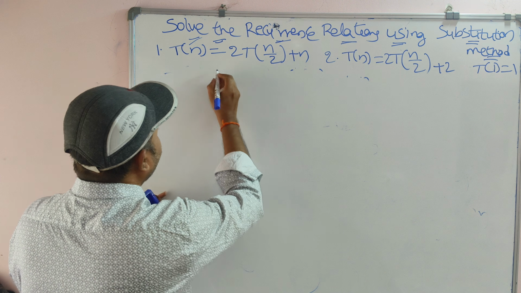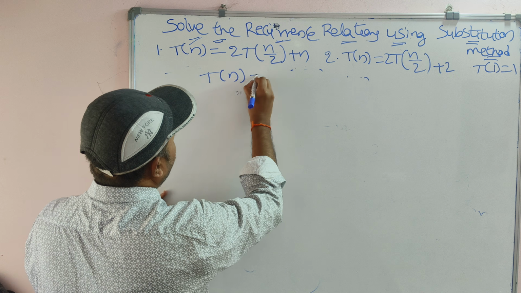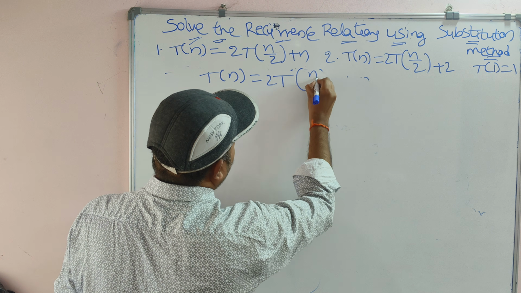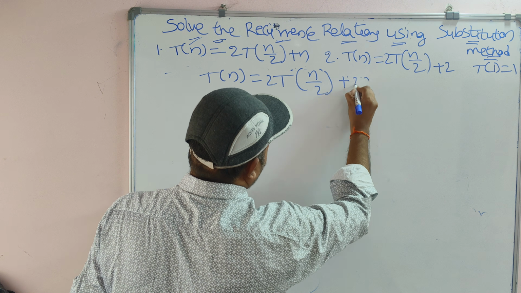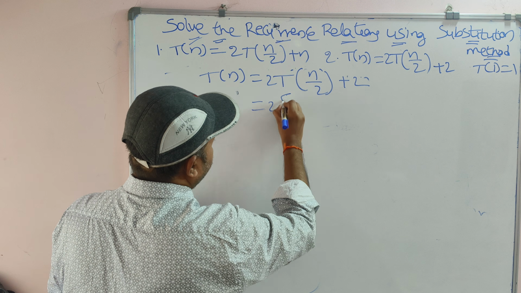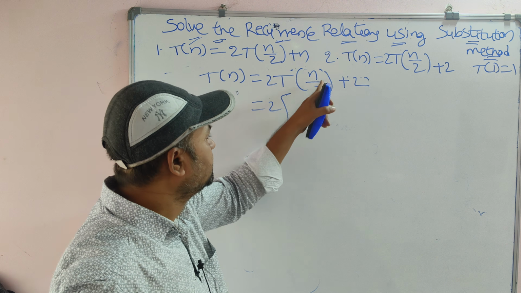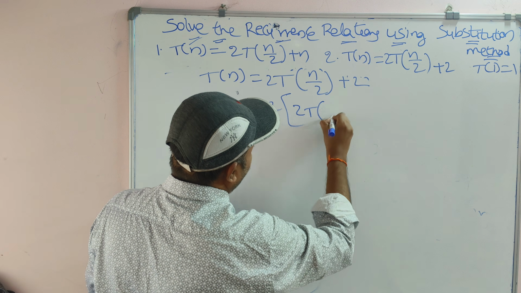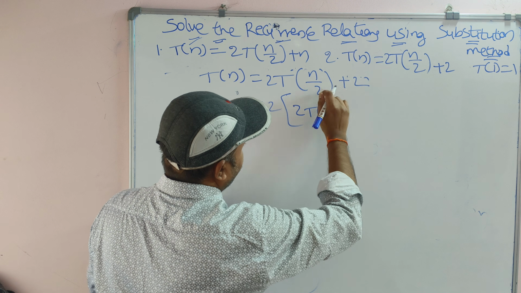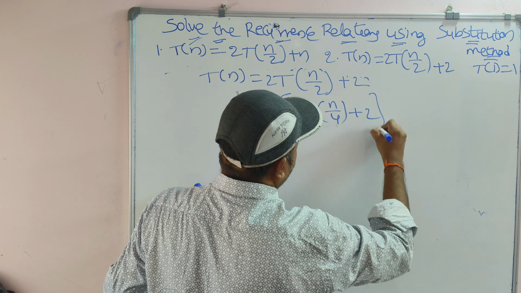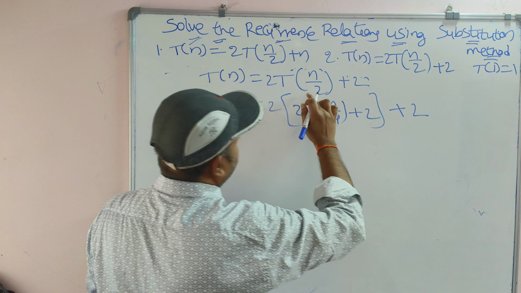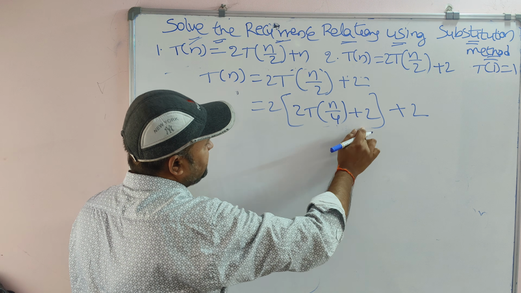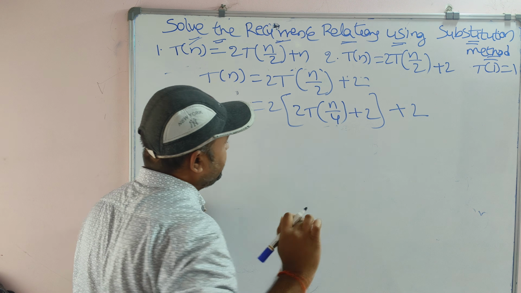T of n equal to 2T of n by 2 plus 2. So 2 into, what is T of n by 2? In place of n, substitute n by 2. Then we will get 2T of n by 4 plus 2. Additionally, we have this 2. This is the T of n by 2 formula, and separately we have 2.